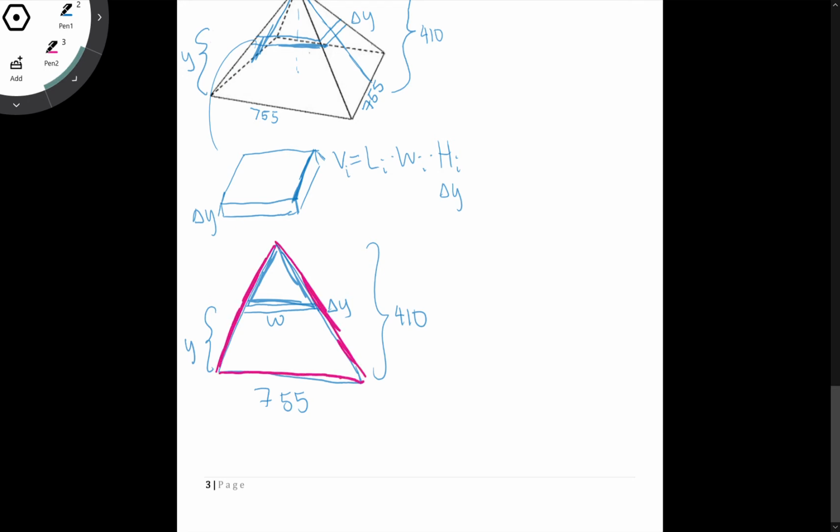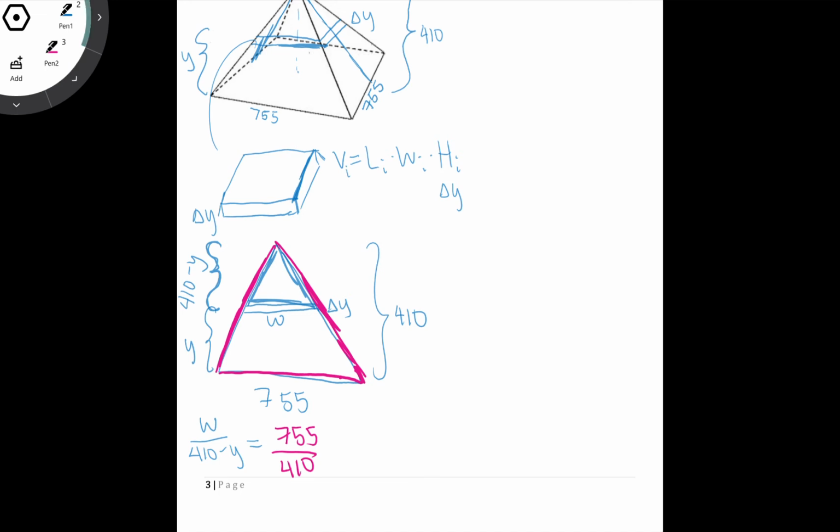The big triangle is pretty easy. We've got the 410 and the 755. The little triangle is the trickier one. It's not terribly tricky, but we don't actually have its height. So what we need to say is, if from the base up is y, then from the top down has to be 410 minus y. The total height is 410. If the bottom is y, then we just need the difference between those two heights. So my similar triangle setup says that w over 410 minus y is equal to 755 over 410.